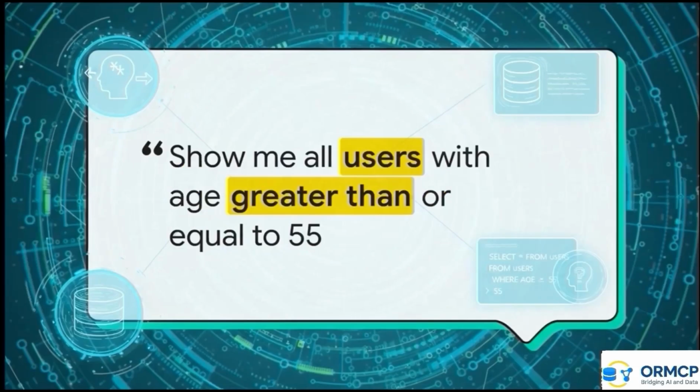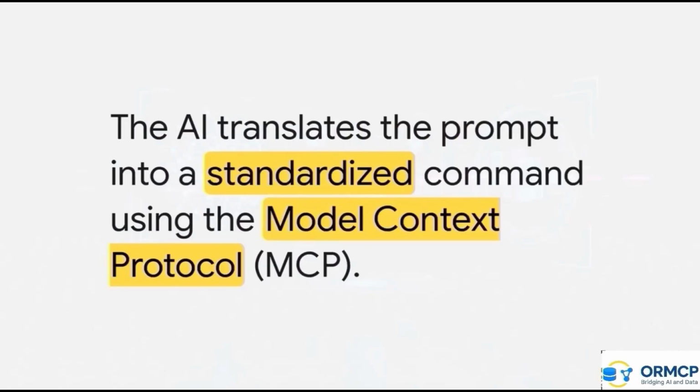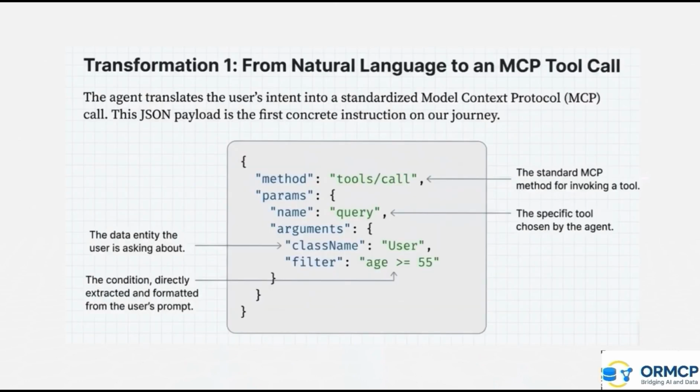Okay, so let's follow a real request and see how it travels through the system. A user gives a simple natural language prompt to an AI agent, something just like this. Now, the AI has to take this very human request and somehow turn it into something the database can actually work with. And here's the very first translation. Using that map it got earlier, the AI converts that plain English sentence into this structured command. Now, look closely. This isn't SQL. This is a universal language called the Model Context Protocol, or MCP.